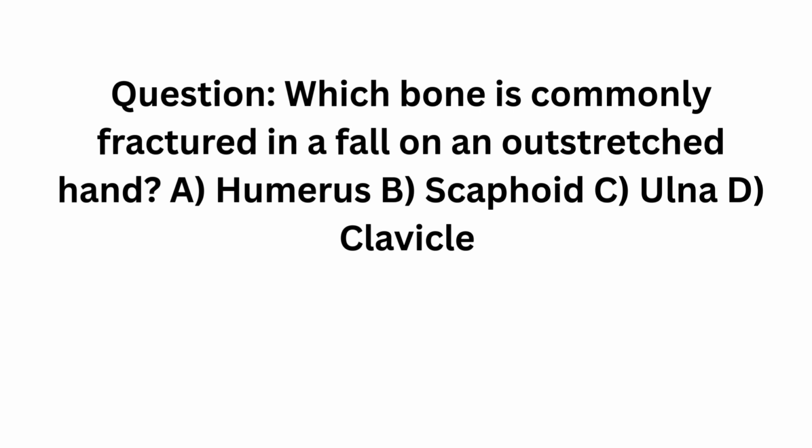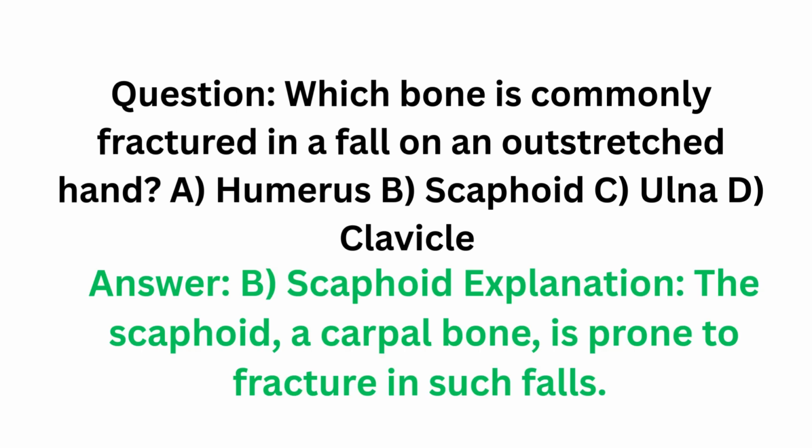MCQ 14. Which bone is commonly fractured in a fall onto an outstretched hand? A. Humerus. B. Scaphoid. C. Ulna. D. Clavicle. Answer. B. Scaphoid. Explanation. The scaphoid, a carpal bone, is prone to fracture in such falls.